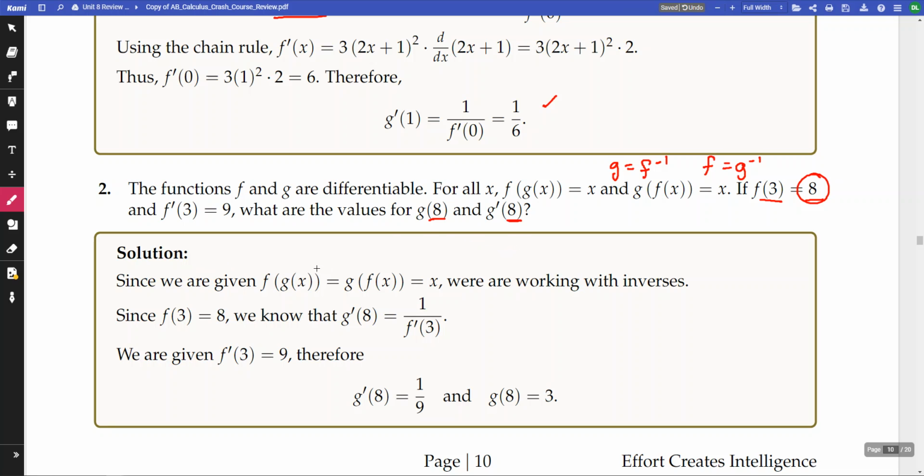Since we're given that f of g of x and g of f of x are both x, we're working with inverses. f of 3 is equal to 8. We know that g prime of 8 is the reciprocal of f prime of 3. f prime of 3 is 9, so that means that g prime of 8 is 1/9. And of course, switching x and y, g of 8 is 3, because if I know I have the coordinate (3, 8) on my function, that maps to a coordinate of (8, 3) on my inverse. And it is very important to understand the relationship there.